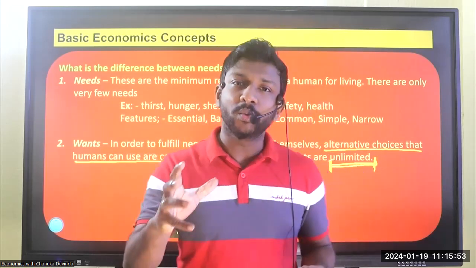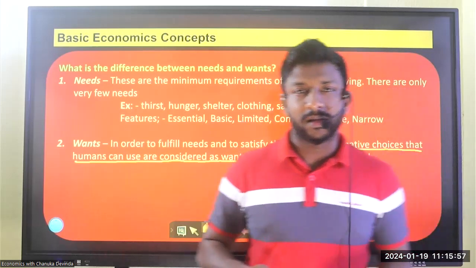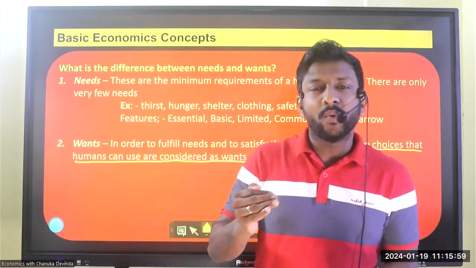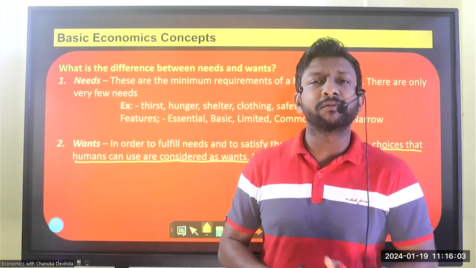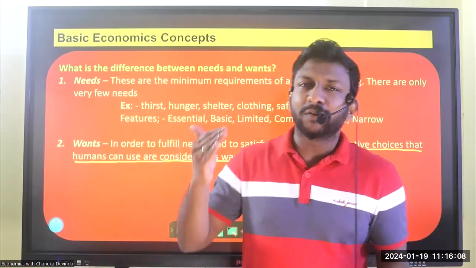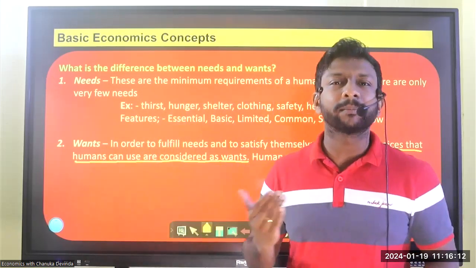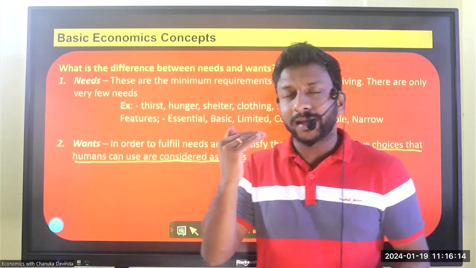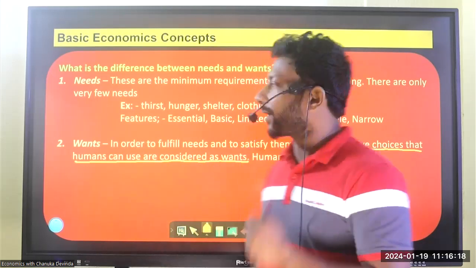Then we need a rationale, right? How can we satisfy them, or which limited wants do we have to satisfy? There are unlimited wants, but we have to satisfy only a limited amount of them. That's why economics is needed, right? That's why economics exists.